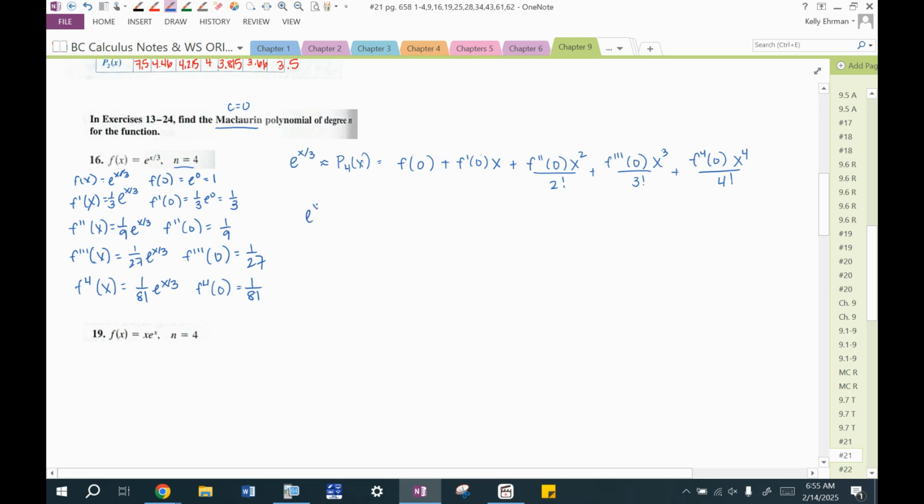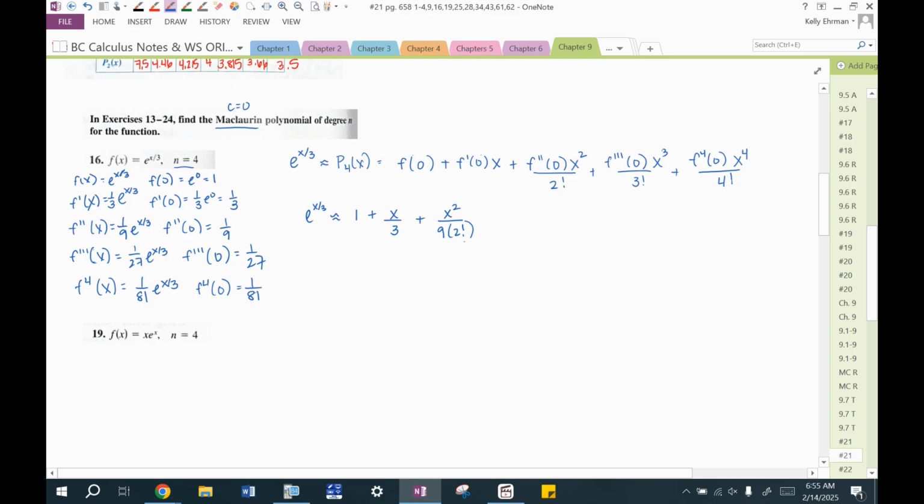So all we're saying is e to the x over 3 is about equal to, so f of 0 is 1, plus 1/3 times x, so I'm just going to write x over 3, plus 1/9 times x squared. Because the numerator is just 1, you can write the 1 in if you want, or I'm just going to do x squared over 9 times 2 factorial.